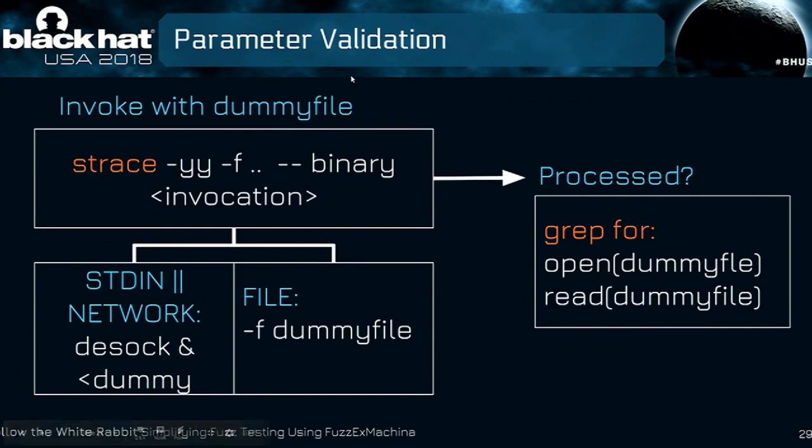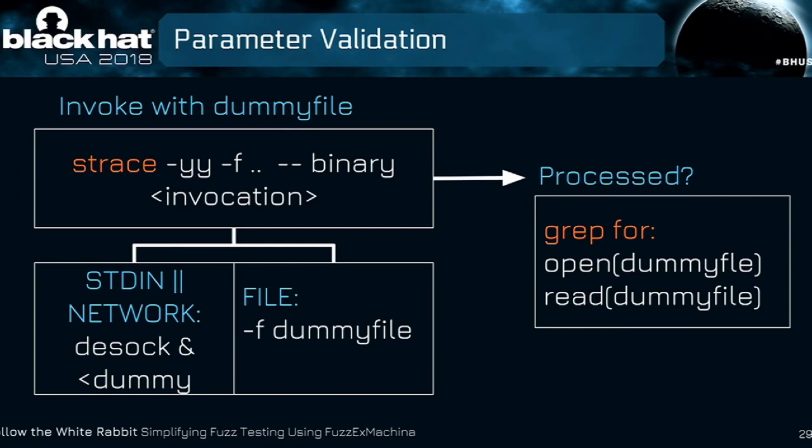So here's how we do this. For each parameter, we basically create a temporary dummy file and then try to give that dummy file to the binary as input with our parameter. In the case where we have a parameter that takes a path to a file, we just replace that path with the path to our dummy file.